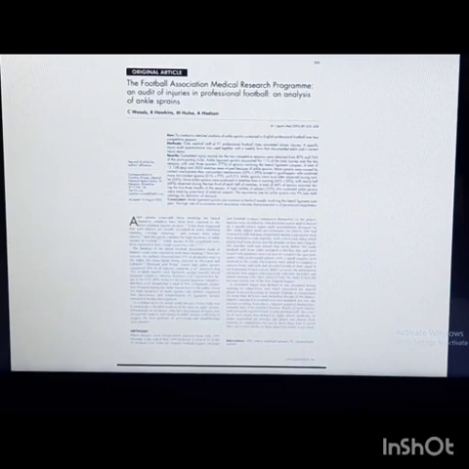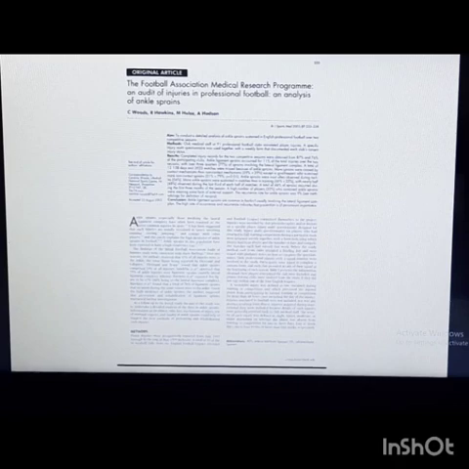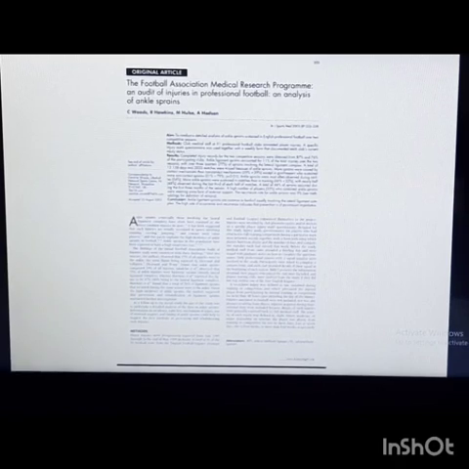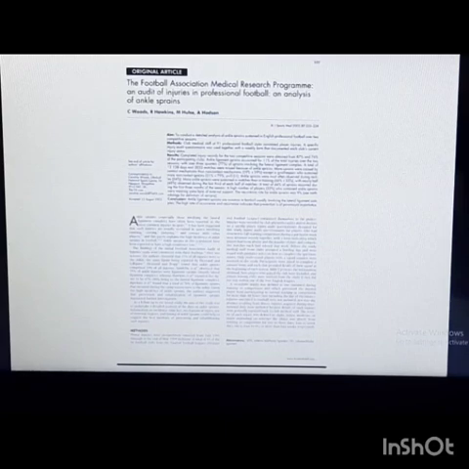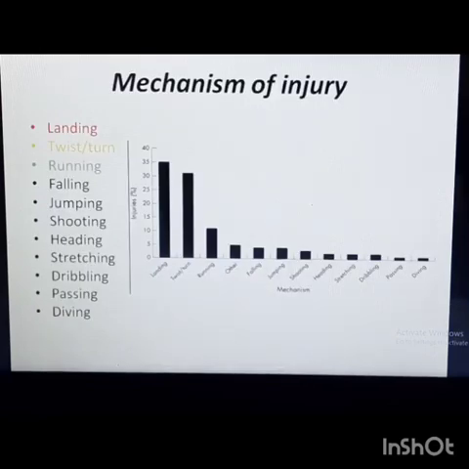There is another study done, a Football Association Medical Research Program, an audit of injuries in professional football, the meta-analysis. This study was done on English professional footballers in 2 consecutive seasons, and they considered the mechanism of injury, how the injury happened. In football, these are the movements which are very common, performed by the footballer: landing, twist and turn, running, jumping, falling, shooting, heading, stretching, dribbling, passing, diving.